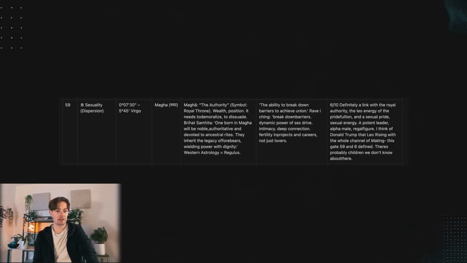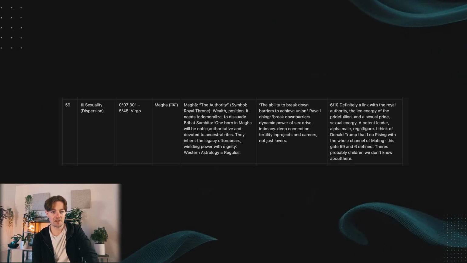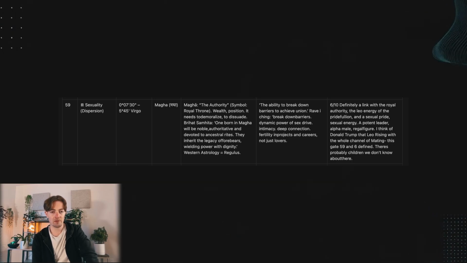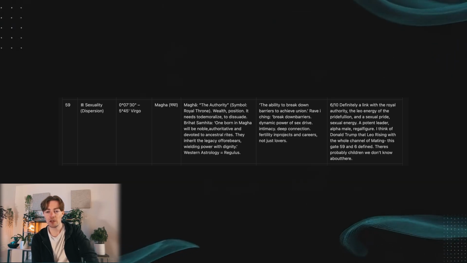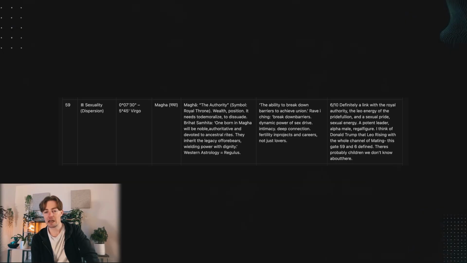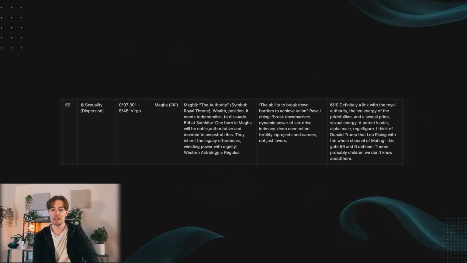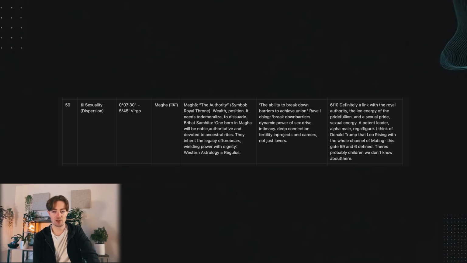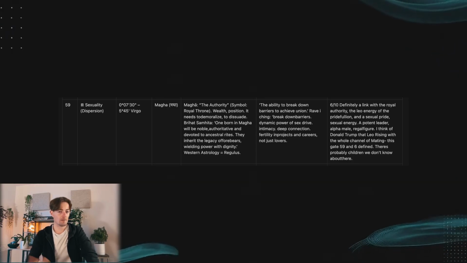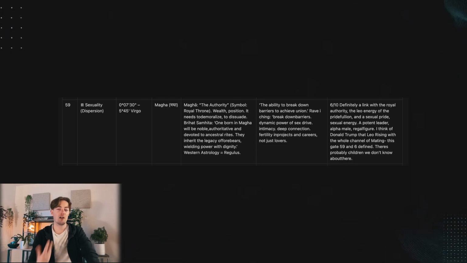Gate 59, the gate of sexuality, or the gate of dispersion. This is around 0 to 5 degrees of Virgo. We're still in Magha Nakshatra. The notes I have for this gate is the ability to break down barriers to achieve union. From the Ravi Ching, breaking down barriers, dynamic power of the sex drive, intimacy, deep connection, fertility, and projects and careers, not just lovers. So this gate of sexuality, of being productive and creative.